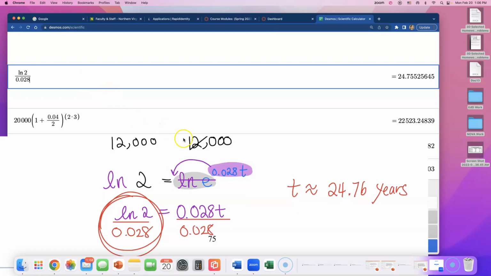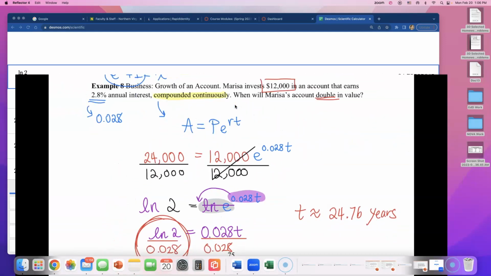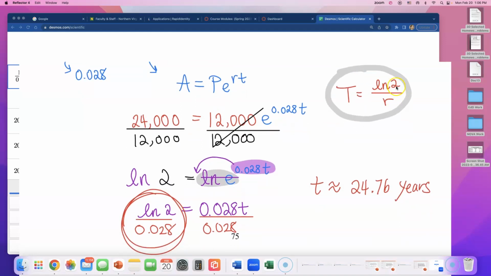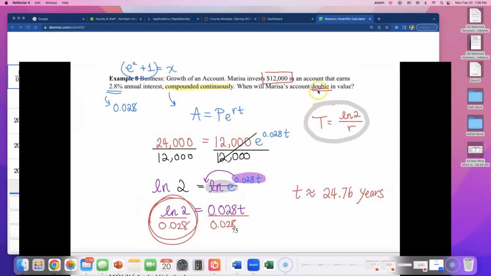Now look, here's the formula for doubling time. You can find doubling time t by doing natural log of 2 divided by rate. Anytime you want to find the doubling time, do natural log of 2 divided by that rate. If you want to find tripling time, you will just do natural log of 3 and divide it by rate. And this is the formula you can use from now on. If you ever run into a problem about doubling time, that's what you will be able to do.